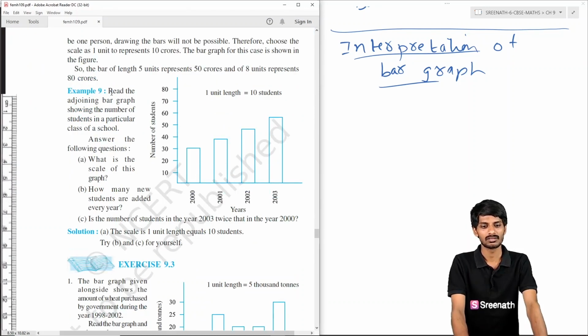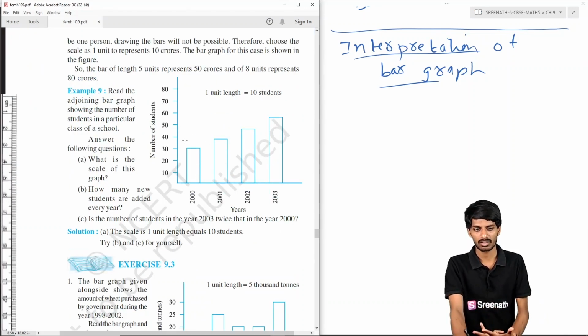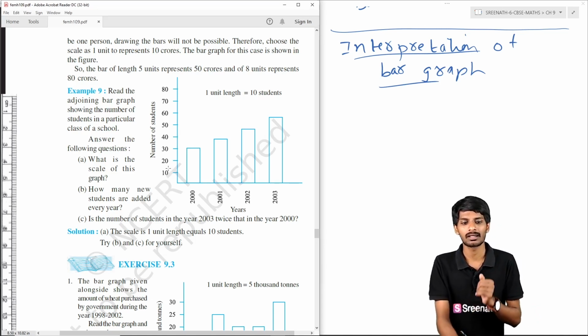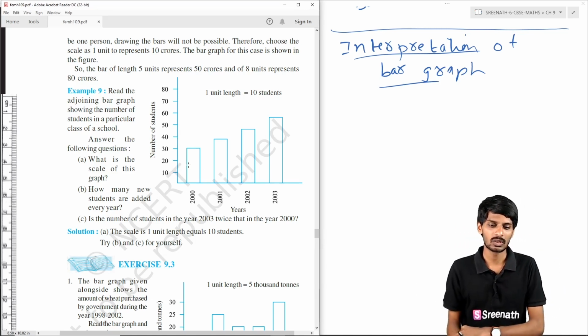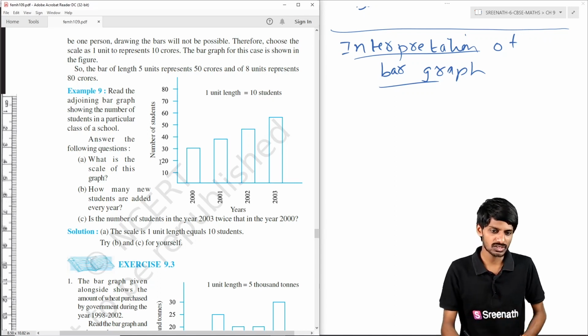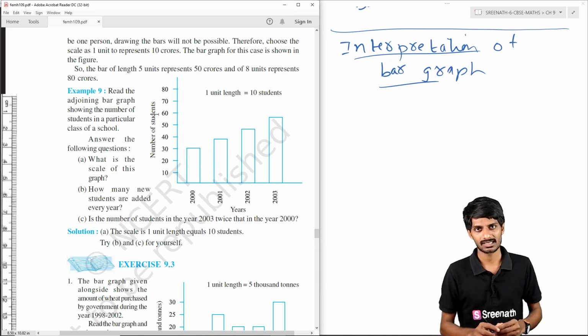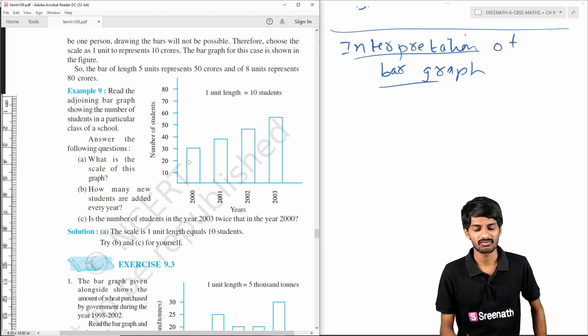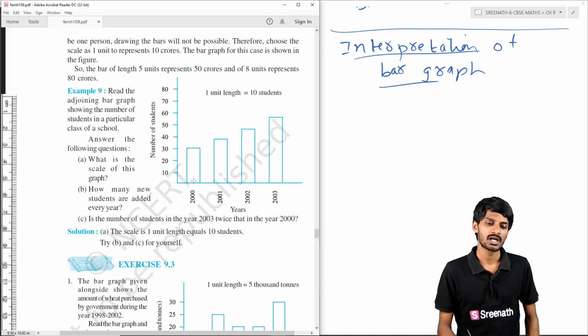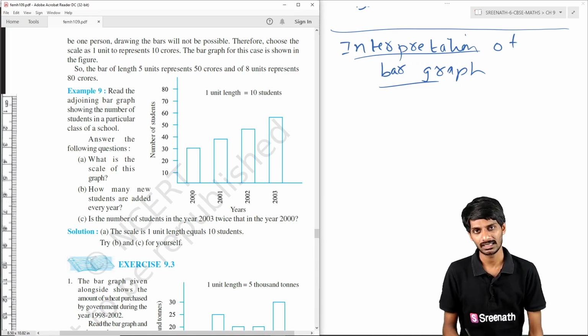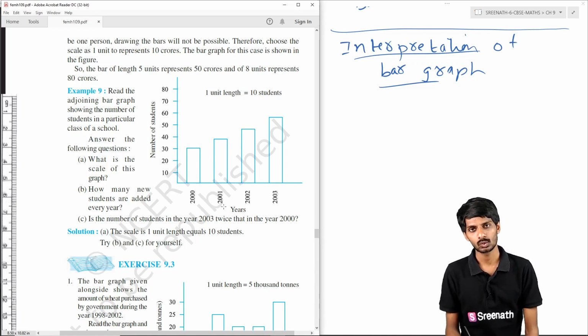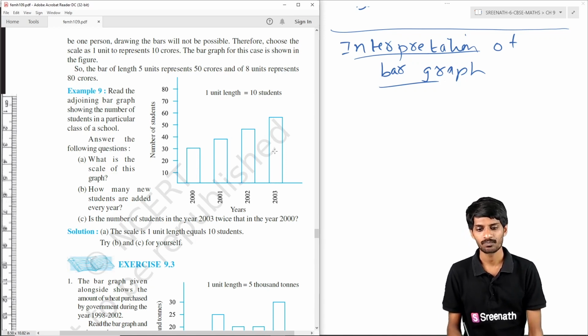Here there is an example. Read the adjoining bar graph. This bar graph shows the number of students in a particular class of a school in different academic years. On this vertical axis, they are representing the number of students. These are vertical bars having the same width, and this bar is for the academic year 2000, this is for 2001, this is for 2002, and this is for 2003.